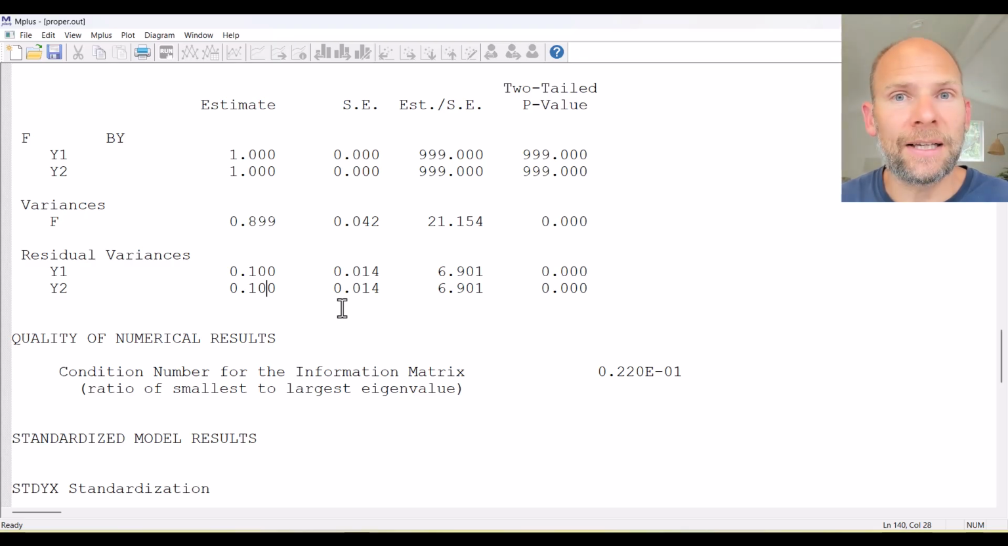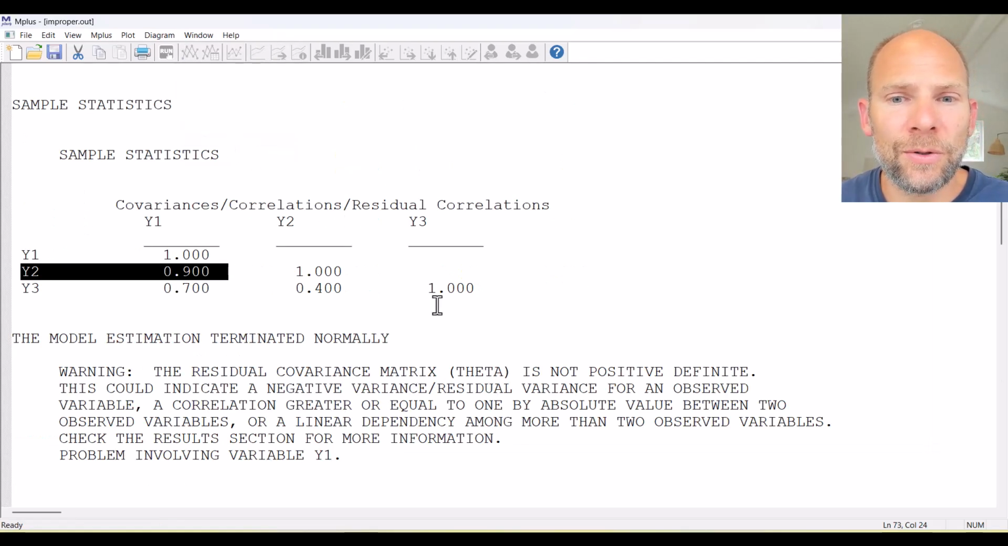So that's definitely an option that you have, is to use only two of the indicators, especially if you have other variables that are correlated with f and that are in the model. Then the model will be over-identified also without having more than two indicators. Now, what are other potential reasons for an improper solution?